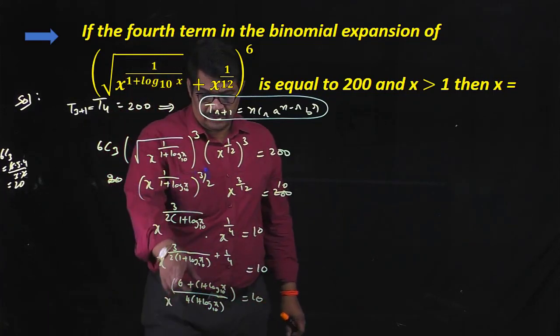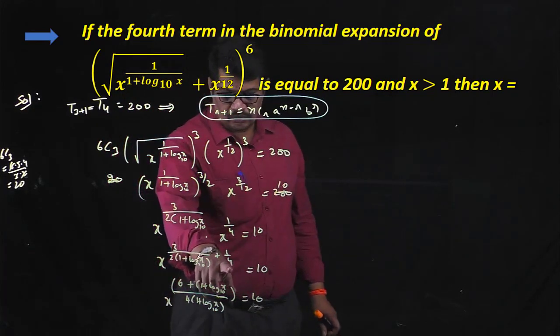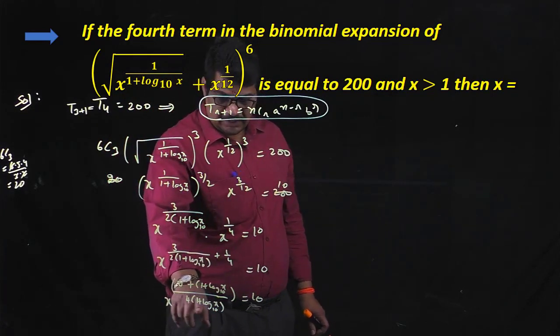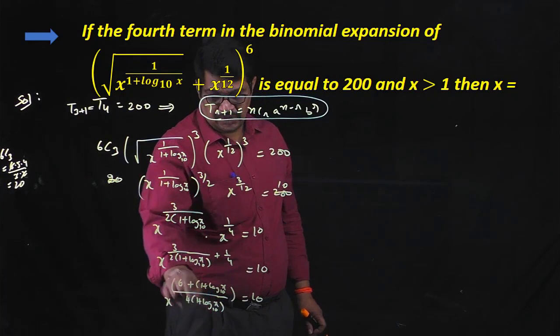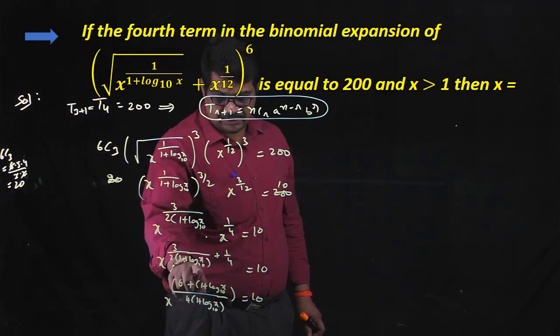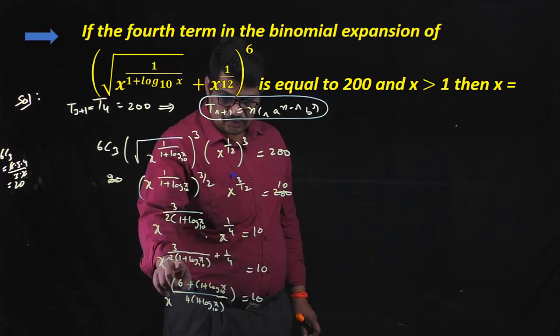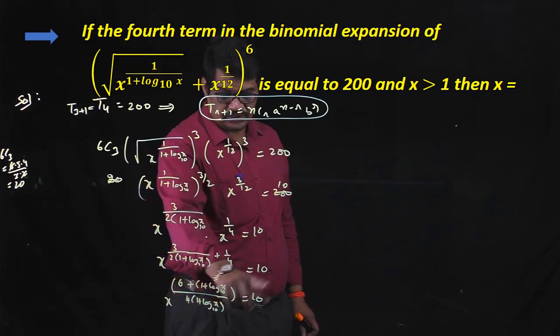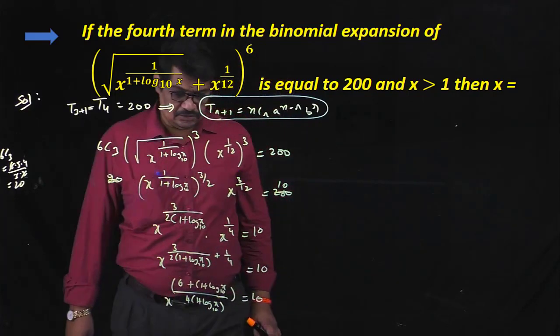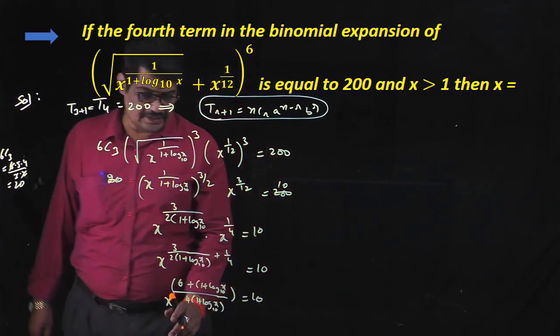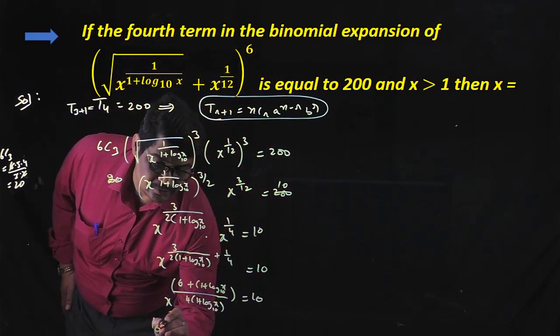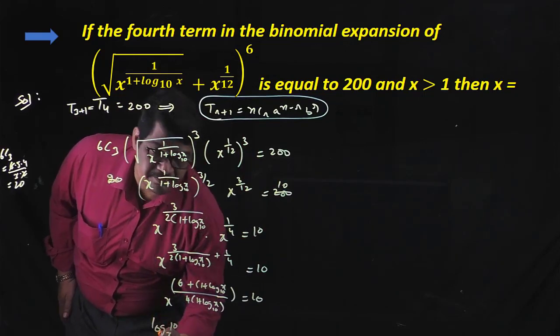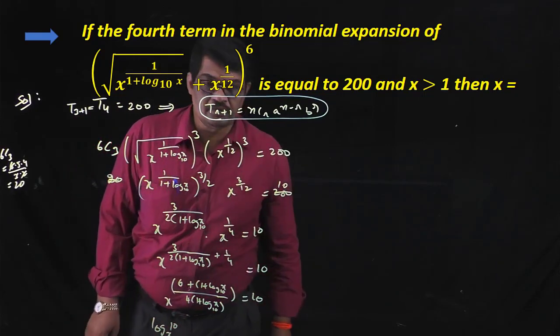Here the LCM is 4 into (1 + log x to the base 10). So here 2 into 3, that is 6. The remaining term is 1 into (1 + log x to the base 10), is equal to log 10. Now applying log on both sides, we are getting log 10 to the base x.